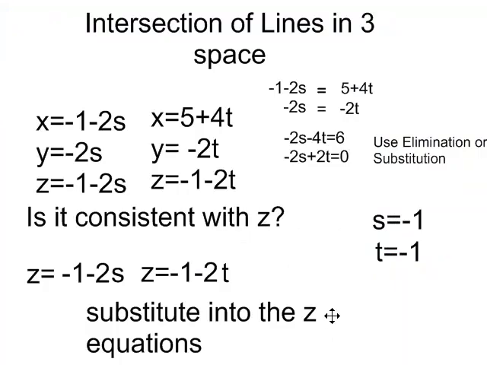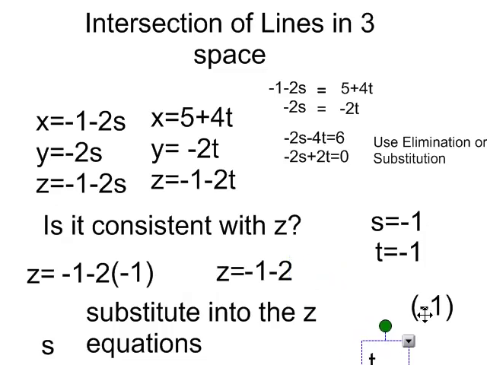And so all I need to do is take s equals negative 1 and substitute it into the respective parametric equations. And what I find out is that indeed I wind up with the same z coordinate for this equation and for this equation. So it is a consistent system, and it's just a matter of finding out what x, y, and z is now by substituting the parameters into the equations.